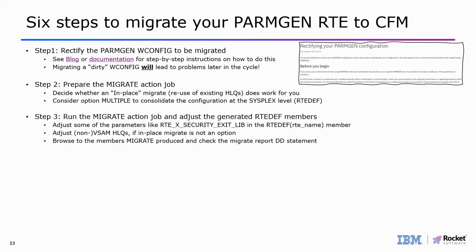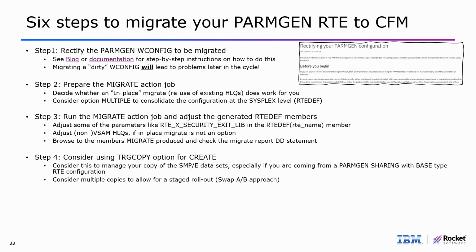So when you run the migrate job, make sure you look at the results and adjust if needed. So for example, if you are not using in-place migrate, you should make sure the high-level qualifiers referenced are changed accordingly. Or you should check your migrate report, and you always have to adjust the security exit lib. We'll see that in a screenshot later on.